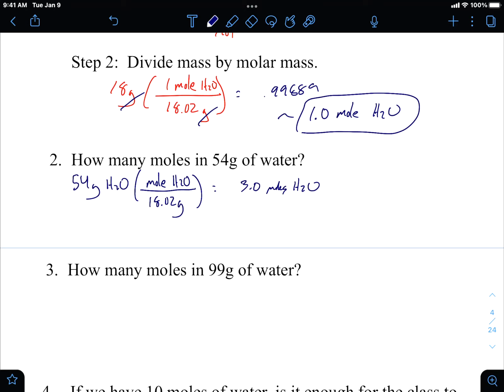What'd you get, Nick? 5.5 moles. Yeah, 5.5. Yep. 99 grams water. A mole of water is 18.02 grams. 5.5, well, with 2 sig figs.